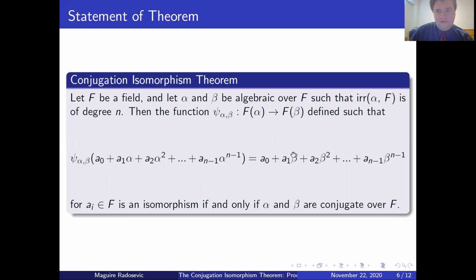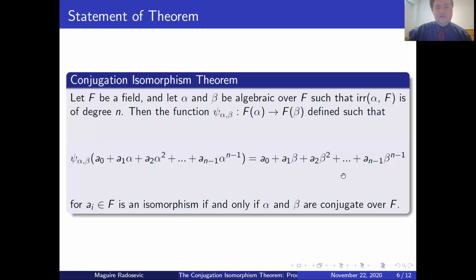We leave everything in F fixed. So A sub 0, which is the only thing that's not multiplied by a power of alpha, is left fixed, as are each of the coefficients of these powers of alpha when we move over into this other field. The only thing that's changing is with the alpha and the beta. We replace alpha with beta. So A1 alpha becomes A1 beta. A2 alpha squared becomes A2 beta squared. So what it does is it leaves everything in F fixed and maps alpha onto beta. It's the easiest way to describe this isomorphism.